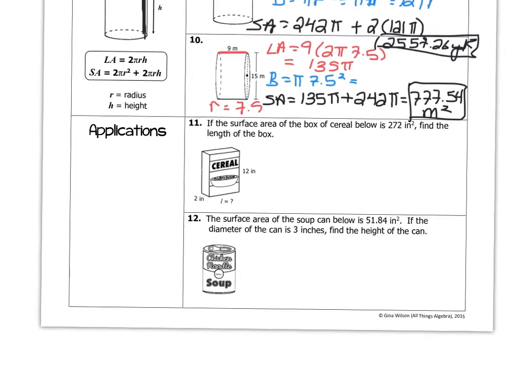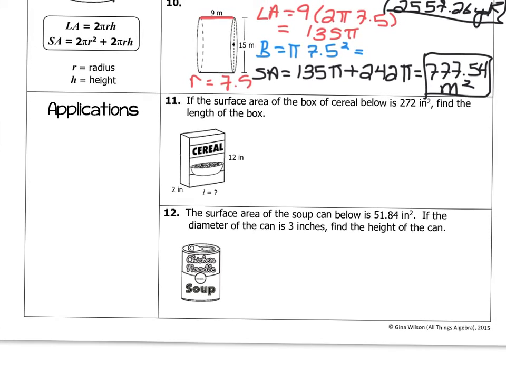Okay, now let's go to these applications. Word problems. Okay, so if we go to word problems, if the surface area of the box of cereal below is 272 inches, find the length of the box. Okay, so that's fine. All we have to do is think about what the surface area is. And so with the surface area, it was 2 times the tops, plus 2 times the sides, plus 2 times the other sides or the faces, the fronts.